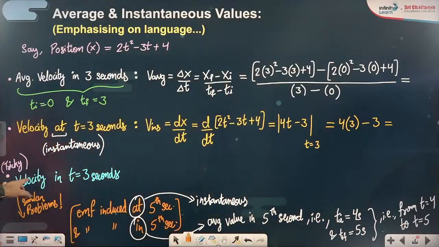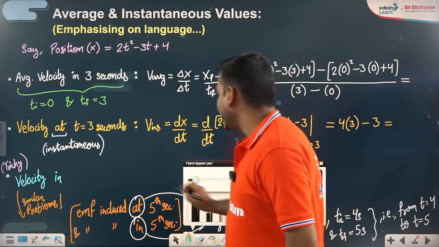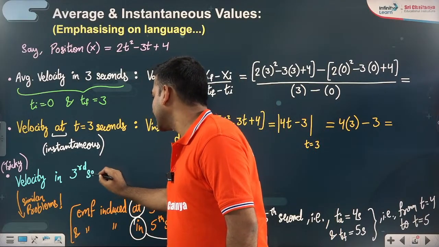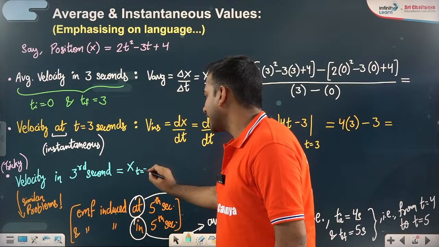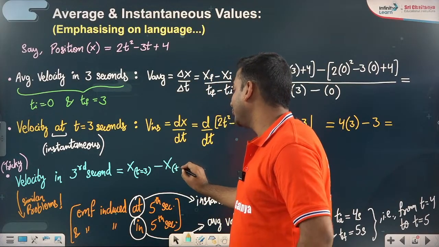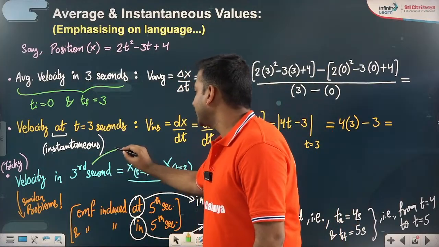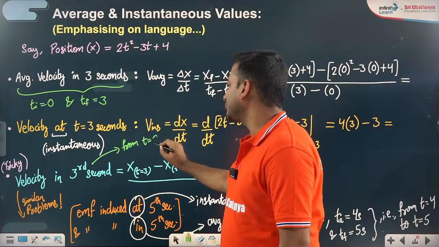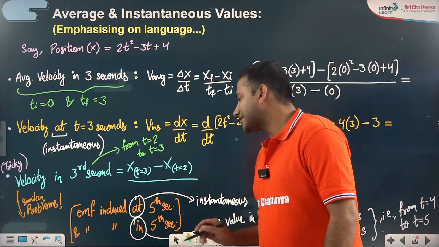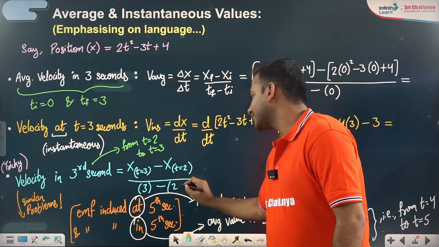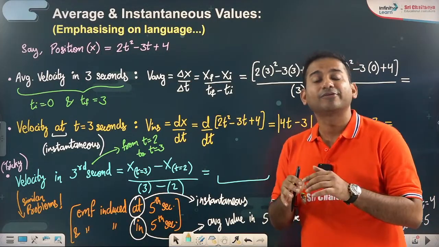All right. So if they say velocity in t equal to 3 seconds or velocity in third second, better to write it as x at t equal to 3, x means x final, minus x at t equal to 2, because this third second will vary from t equals 2 to t equals 3. Now I think the language will make more sense for you. So x at t equal to 3 minus x at t equal to 2, divided by 3 minus 2. This way you can do that. This tricky situation is very, very less important if we only talk about the kinematics or motion.